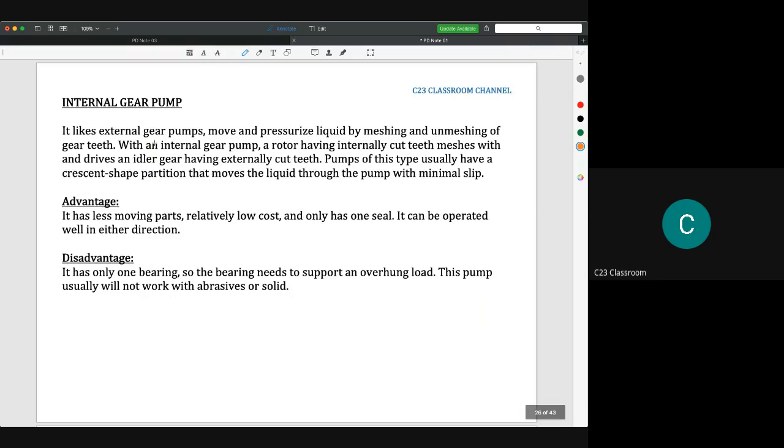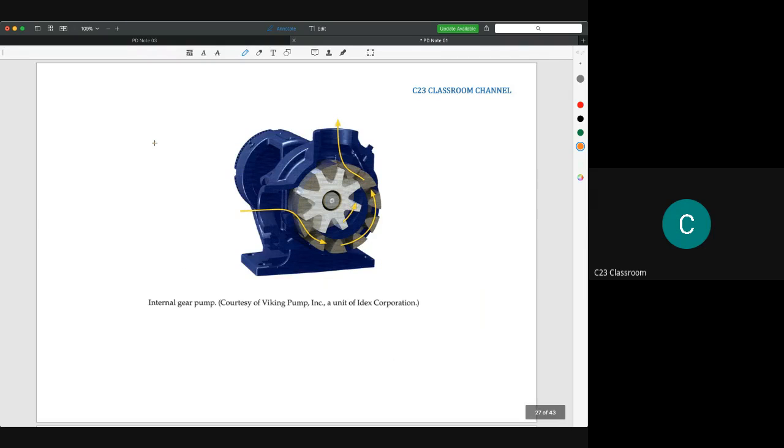So this is another example for gear pump. Okay, this is the example. As you could see here, it creates an area here. When the gear rotates, it pushes the liquid to move to the larger space here, and finally it will press or push the liquid to flow to the outlet at this one.